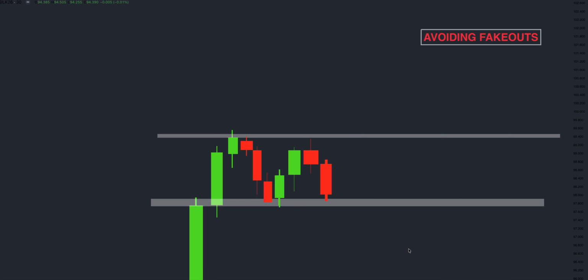In this video, I will be explaining how to avoid potential fake outs. I'm not saying that you can avoid them forever, but you can give yourself a better chance at avoiding them. And to understand what a fake out is, we've got to jump to the higher time frames.